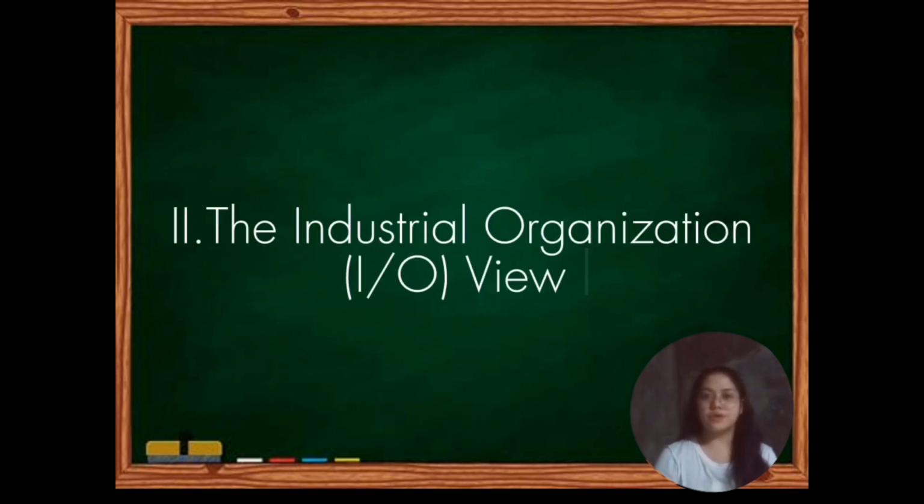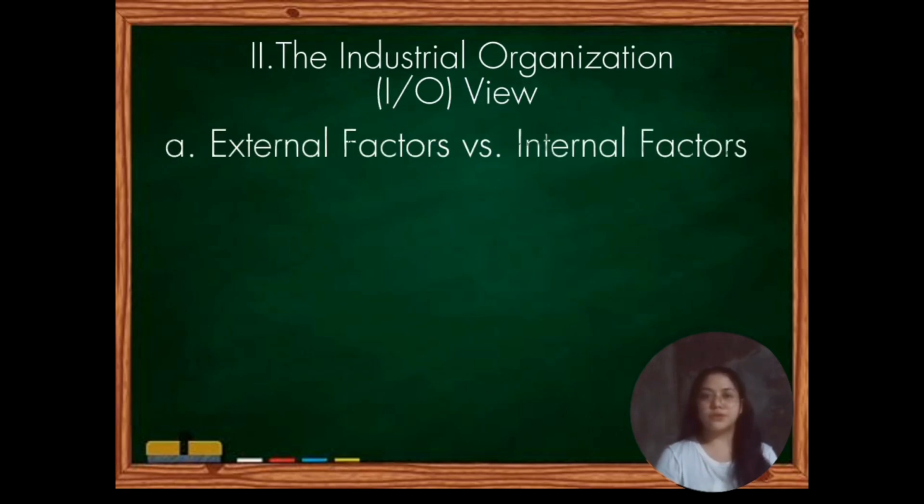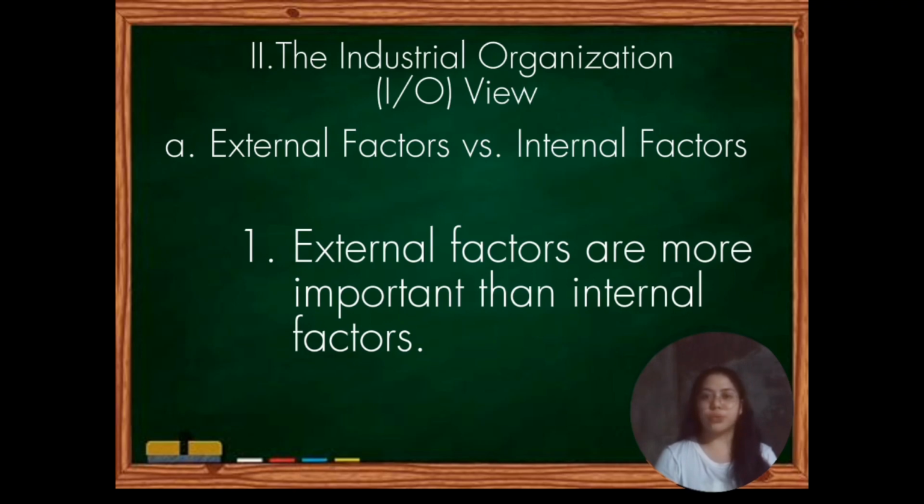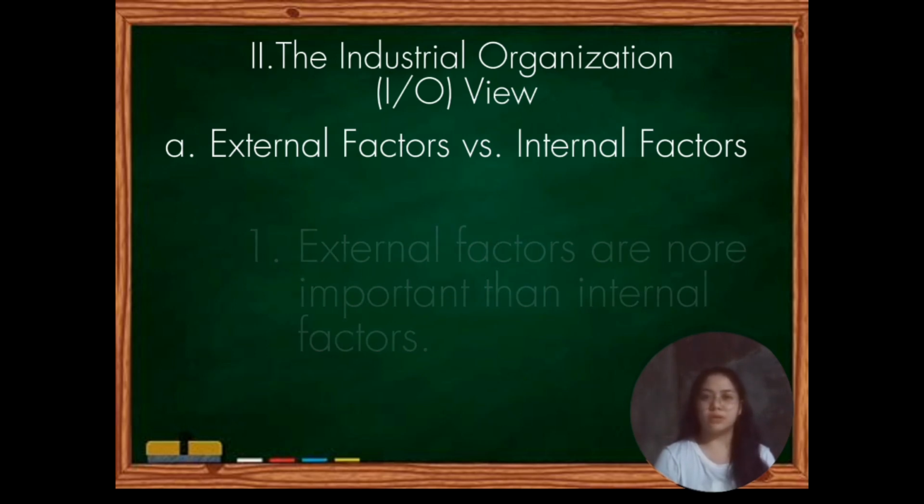The Industrial Organization (IO) view. External factors versus internal factors. External factors are more important than internal factors. Change in external forces gives a great impact on the achievement of one organization. It affects the business, its operations, profits, and so on. A company is a business that constantly interacts with other units in its environment, such as the suppliers, sellers, investors, employees, customers, the government, the rivals, and the general public.